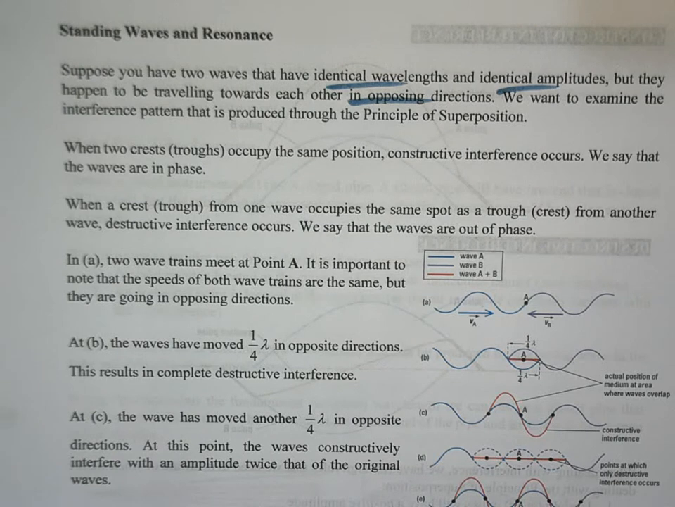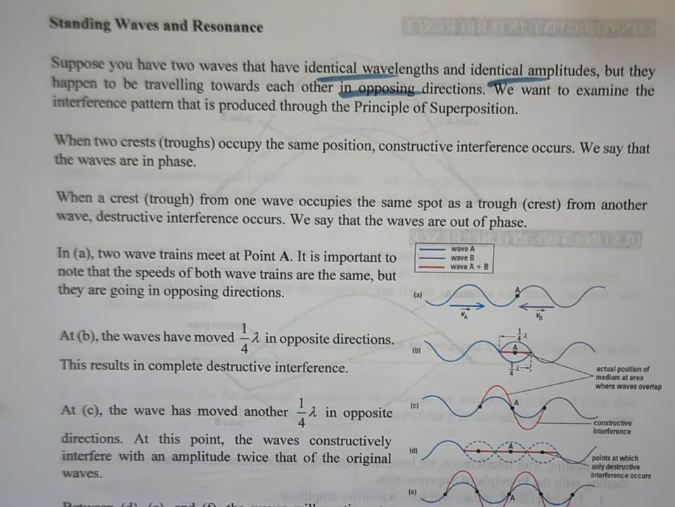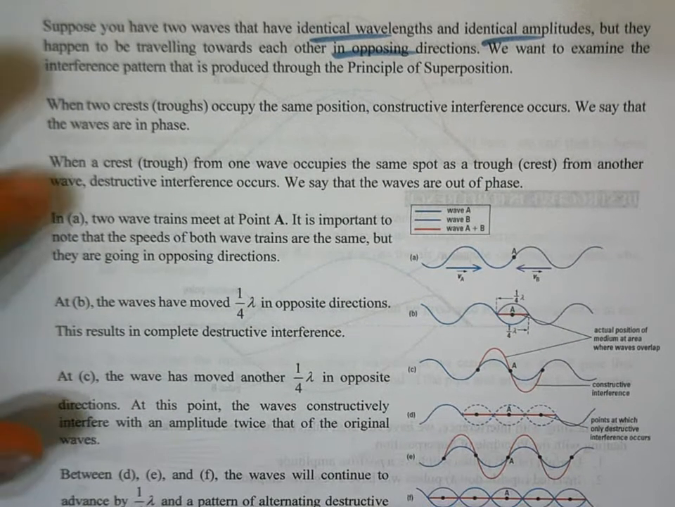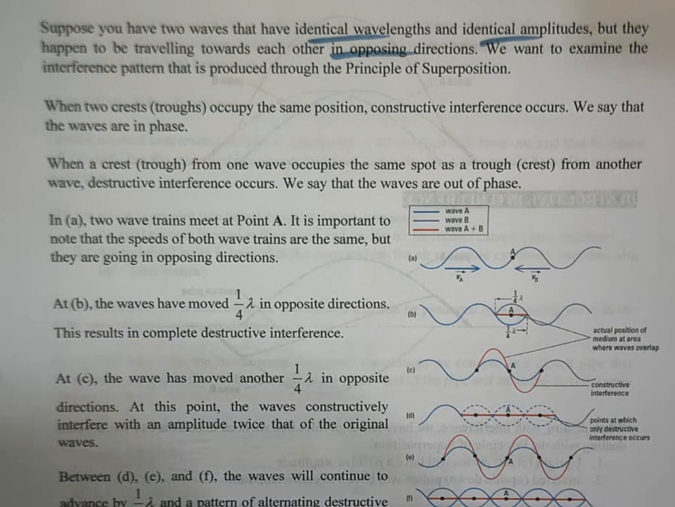What we'd like to do is look at the actual interference pattern that is produced through the principle of superposition. So again, when we have two crests or two troughs occupying the same position, we're going to have constructive interference. We're going to say at these points the waves are in phase. If we have a crest occupying the same spot as a trough, or a trough occupying the same spot as a crest, so one above, one below, this is going to be a case of destructive interference. We're going to say the waves are out of phase.